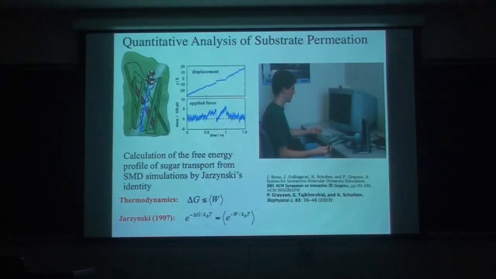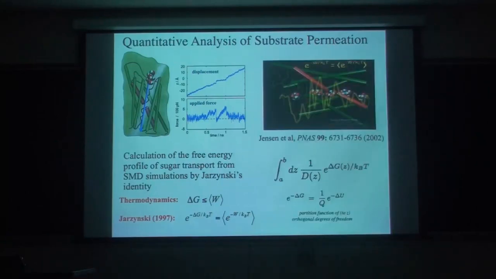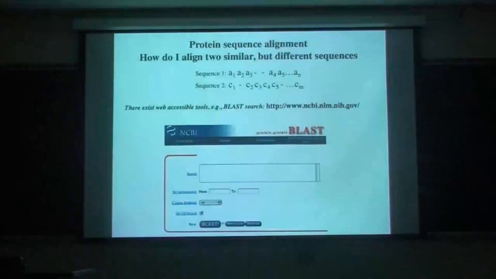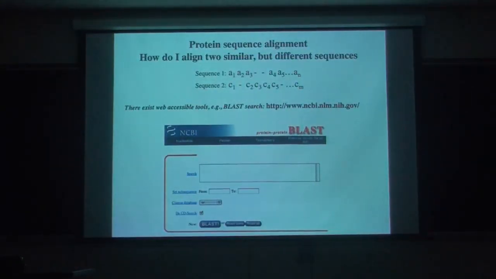Here you see how this was actually done by a Loomis student, Paul Grayson, who developed an interactive way of pulling the glycerol through this channel on the computer and thereby seeing exactly what is happening. What a beautiful experiment. Okay, good. So now we are back at the sequence, and now we would like to do the sequence analysis. So now you have to pay attention, because that will be your final.